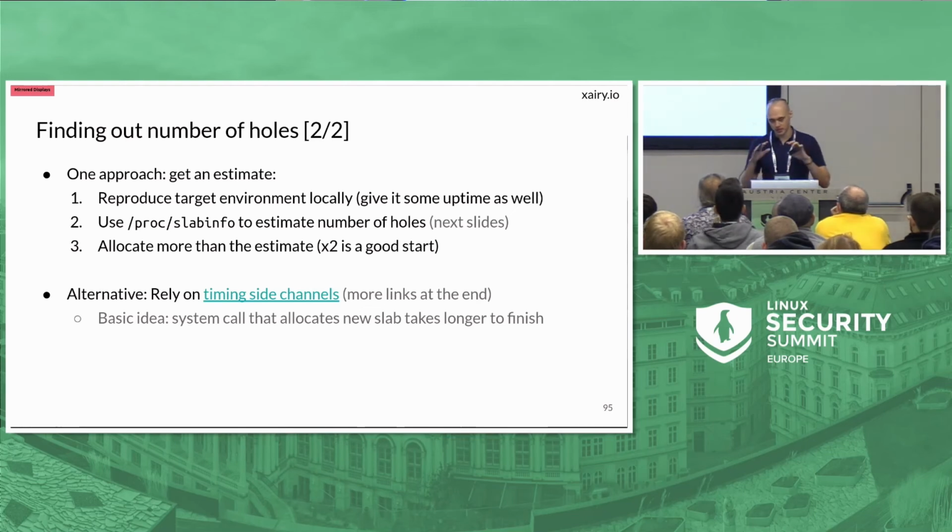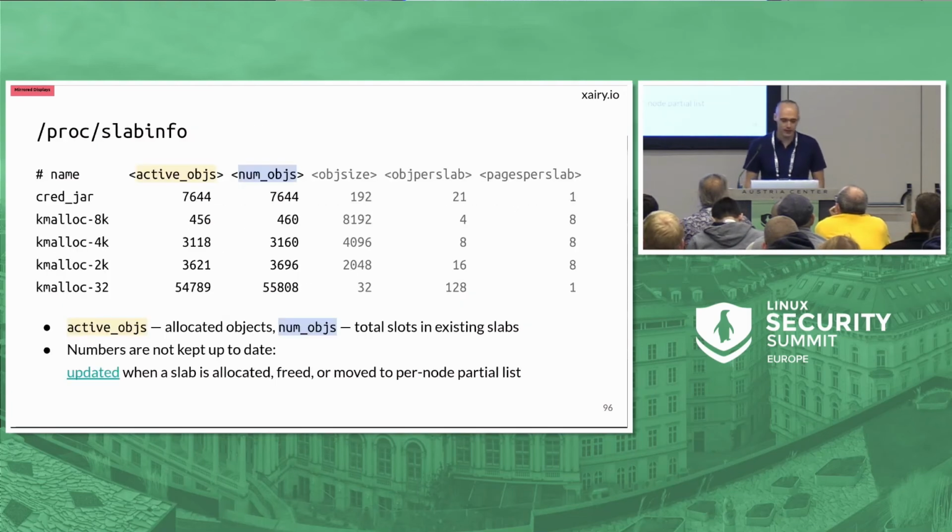Let's assume we're just writing a simple proof of concept exploit, and let's see how we can get an estimate of the number of holes. Within the proc/slabinfo file, for each cache that you have on the system, you have two numbers. The first number, active objects, is the number of allocated slots within all slabs that you have for a cache. Each cache can have many slabs, and this is the number of allocated slots. The second number is the total number of all slots, counting both allocated and freed ones.